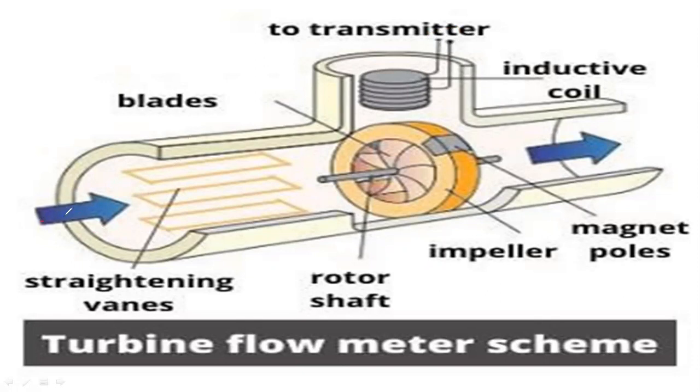You can see this arrow mark. The flow rate is the input to the turbine, and the fluid touches the vanes. The rotor shaft automatically rotates, and the impeller also automatically rotates. To that impeller we connect magnet poles, so the frequency is generated. That frequency is calculated by a mechanical device, which calculates the speed. The speed of the turbine is calculated, and that gives the flow rate of the fluid.